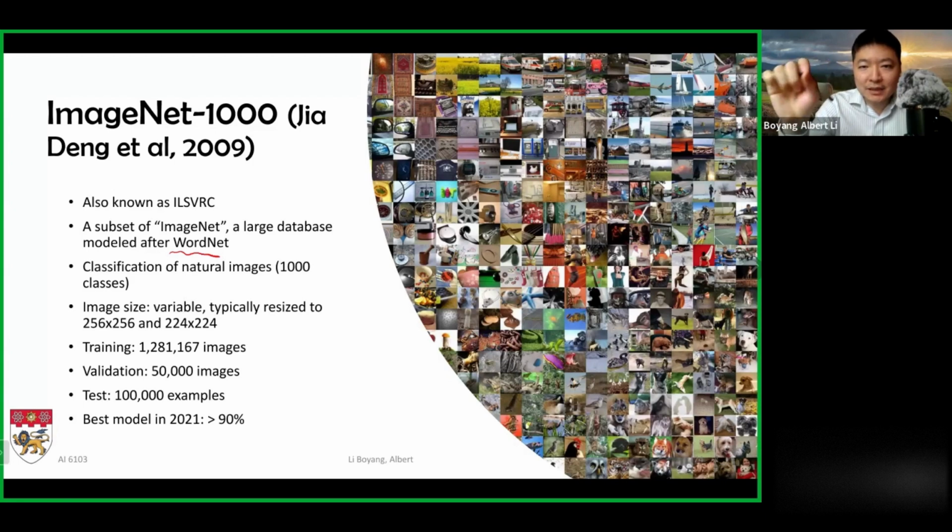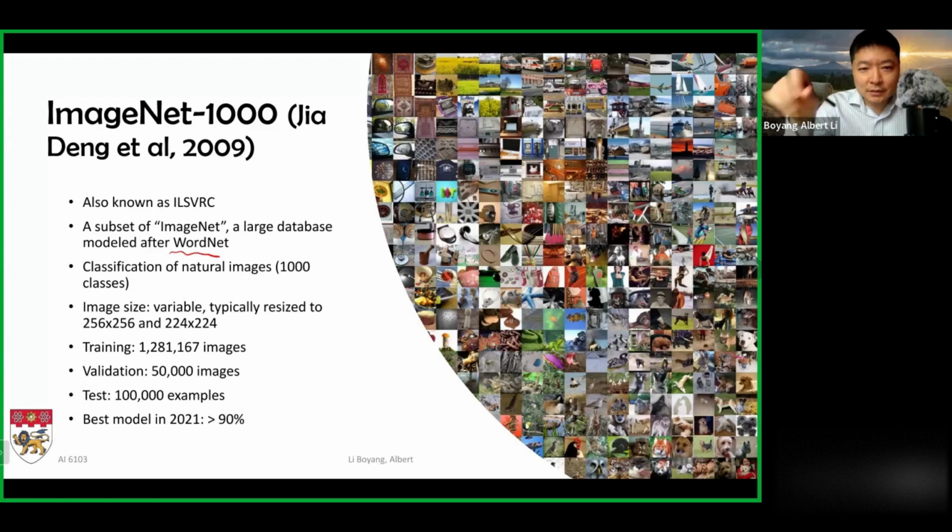So out of this big effort of collecting images for every synset of WordNet, they extracted 1,000 classes, perhaps with distinct visual features, and used that as a test for the visual recognition competition. So this is the story of the origin of the ImageNet 1000 dataset, and today it's still used as a strong benchmark for computer vision neural networks.